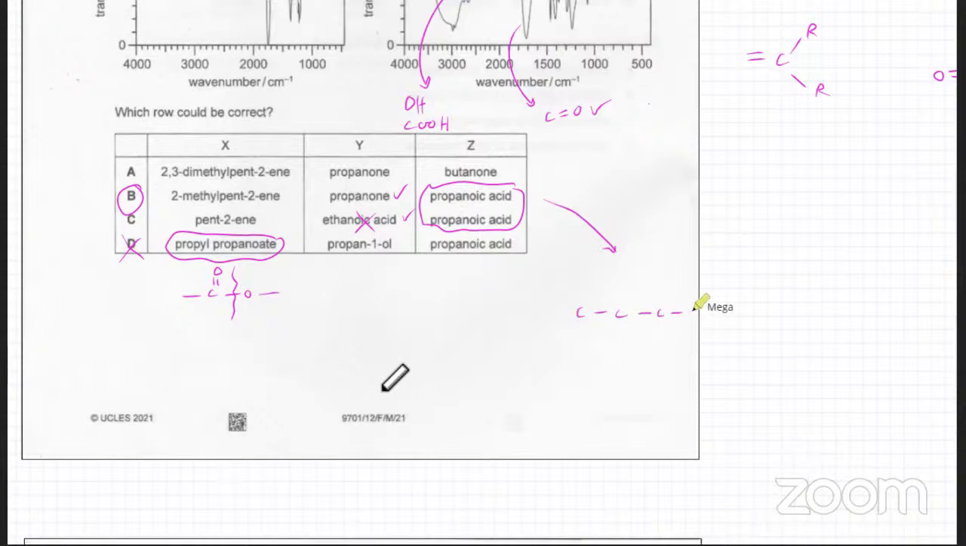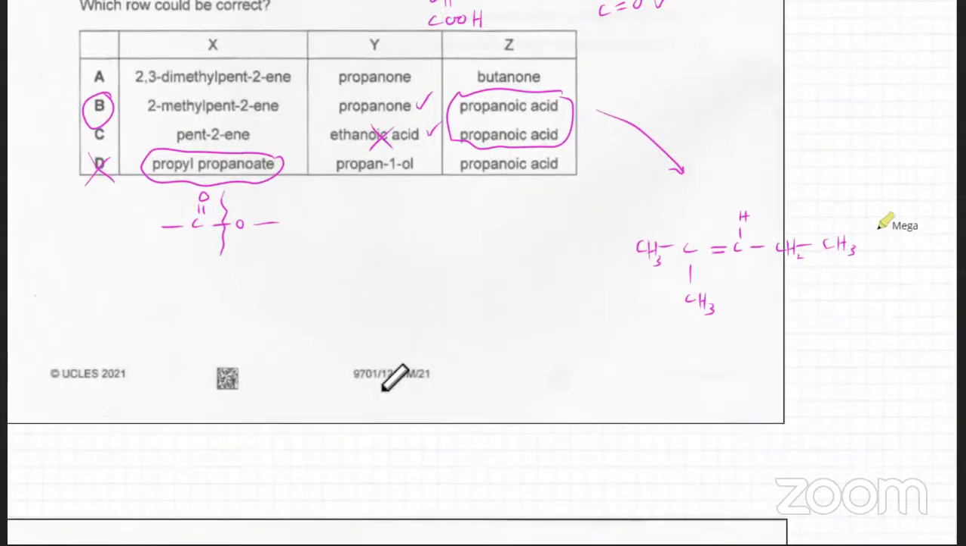Pent means 5 carbon atoms, ene means there's a double bond on the second one, and it's 2-methyl, so that means there's a methyl group over here. And you can add in the hydrogens. There would be 3 over here, 3 on this side. This will have 1H, this will have CH2, and this will have CH3. What's going to happen is we try and oxidize it. If you try and oxidize it, strong oxidation, the double bond would completely break. And when it breaks, the molecule splits into two.